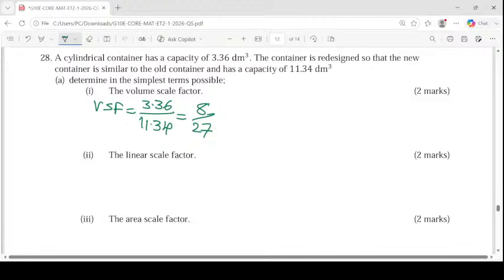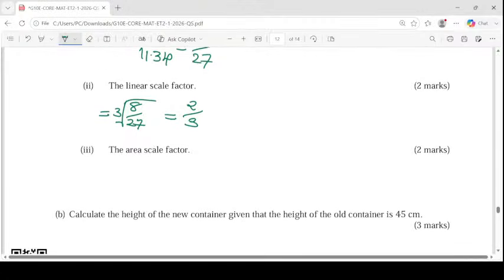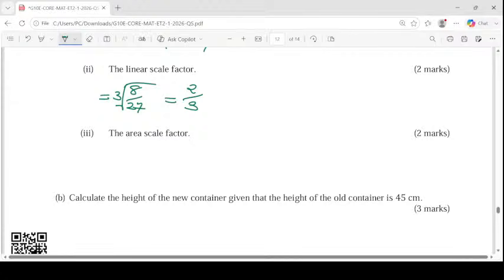Then Roman 2, the linear scale factor. This will be the cube root of the volume scale factor, which will now be 2 over 3. Then Roman 3, the area scale factor. This will be the square of the linear scale factor, which will be 4 over 9.